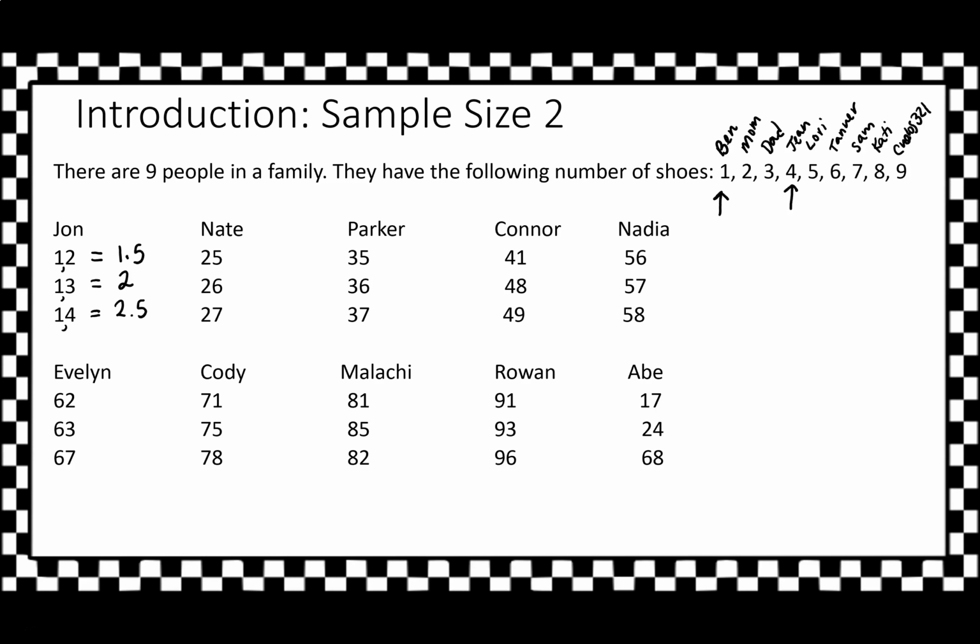All right, now, who did Nate interview? Nate interviewed Mom and Lori. And when he went out, he found that Mom had 2 pairs and Lori had 5 pairs. So that's an average of 3.5. So from Nate's sample size of 2, he got an average of 3.5. But then he also went back and he said, hey, I'm going to sample another 2. And from that, he got an average of 4. Then he went out and sampled another 2 people. There, he got an average of 4.5.